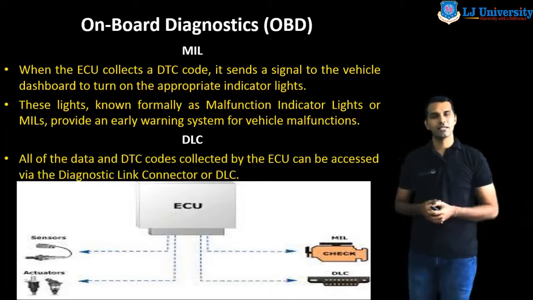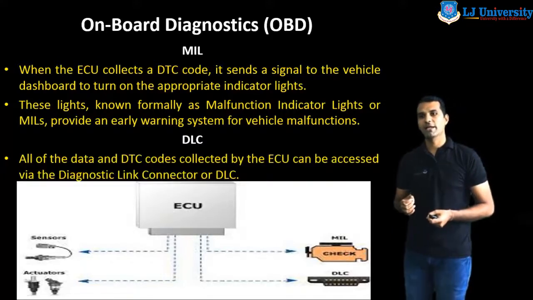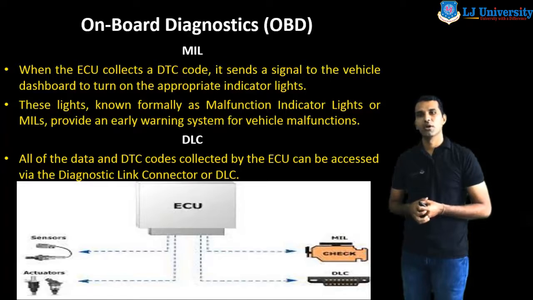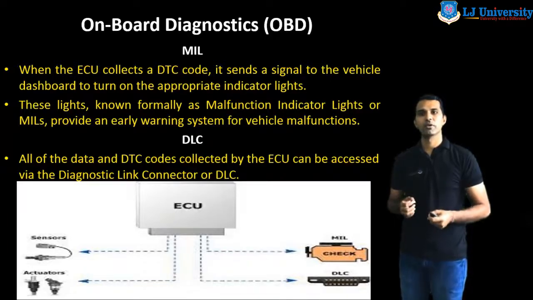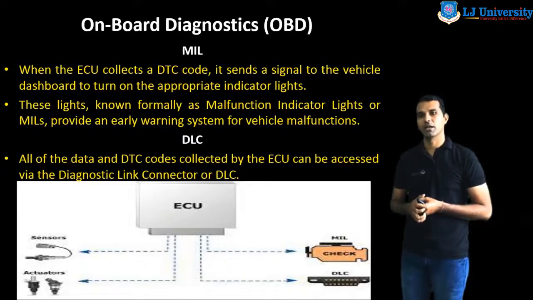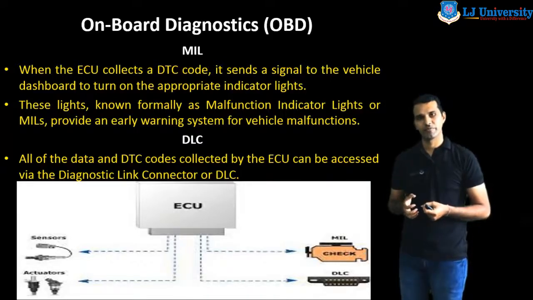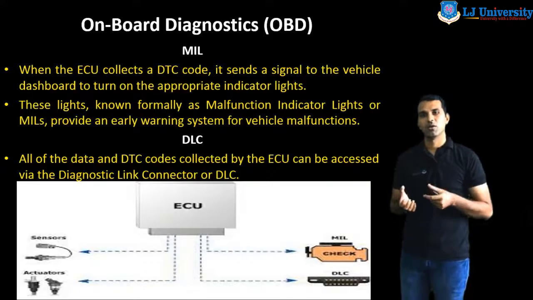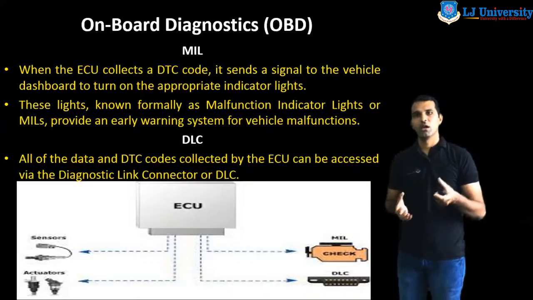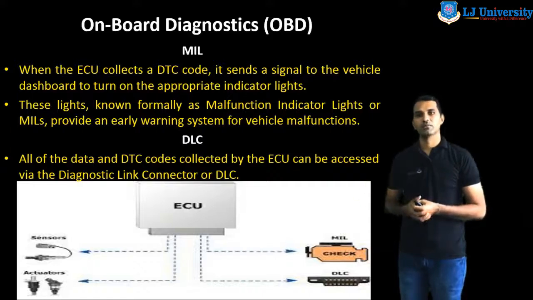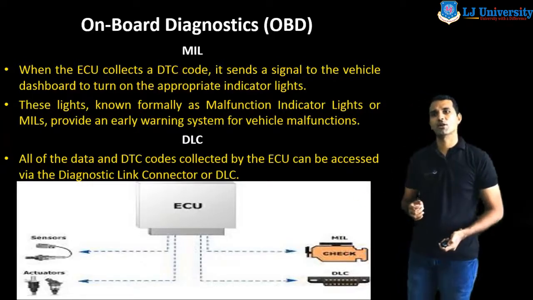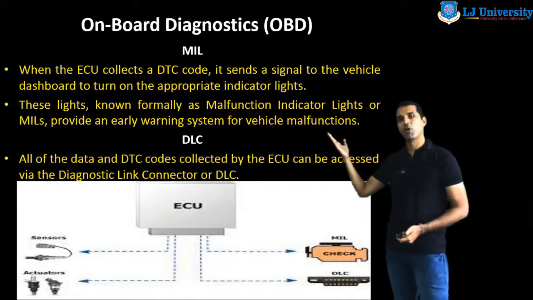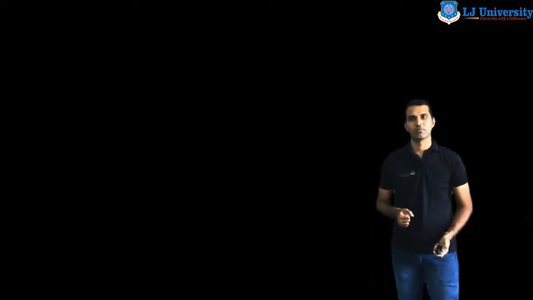And last is the DLC. All of the data and the DTC codes collected by the ECU can be accessed via the diagnostic link connector or the DLC. By using the DLC connector or diagnostic connector, which we know as the OBD2 connector, the data is collected. So this is the operation of the OBD onboard diagnostic tool.